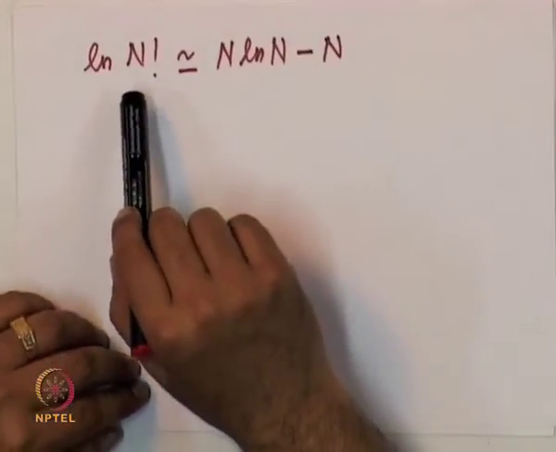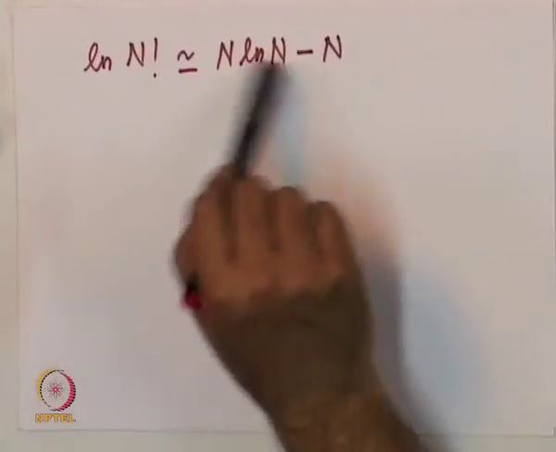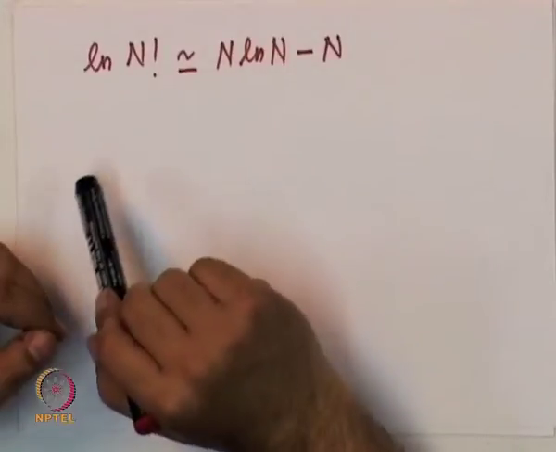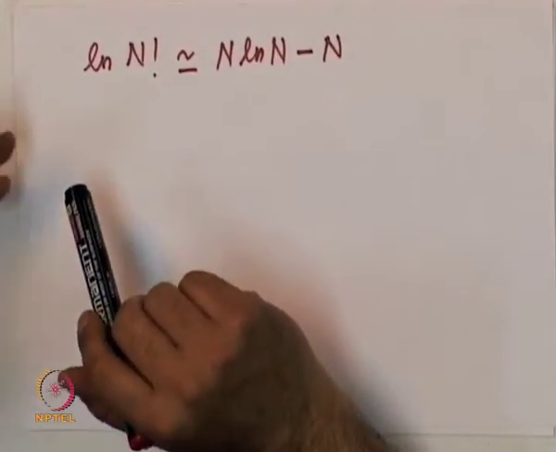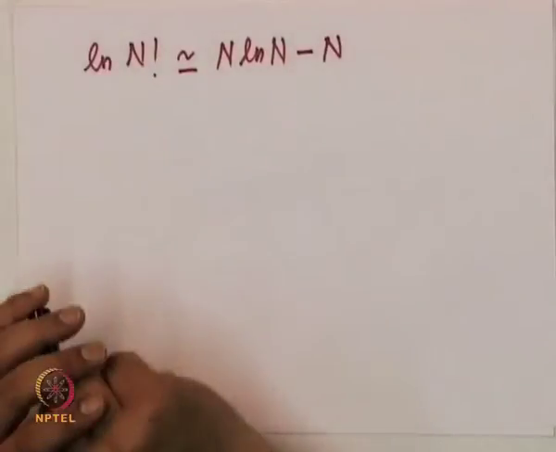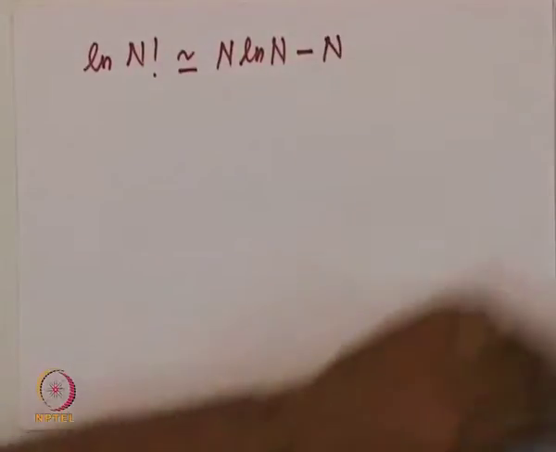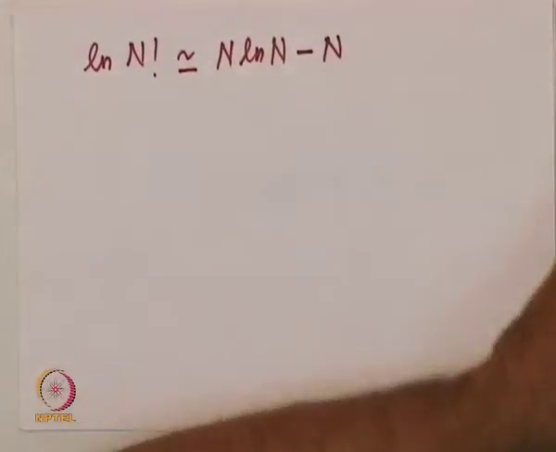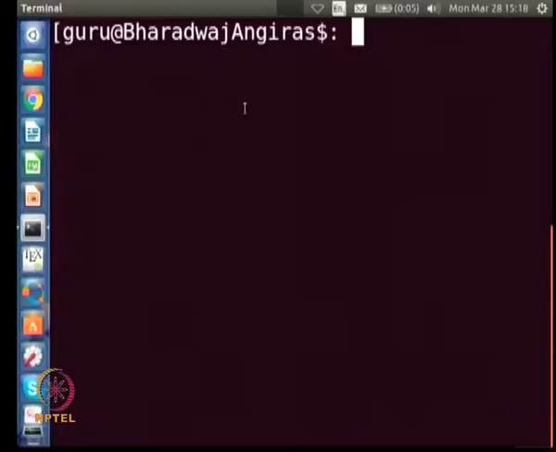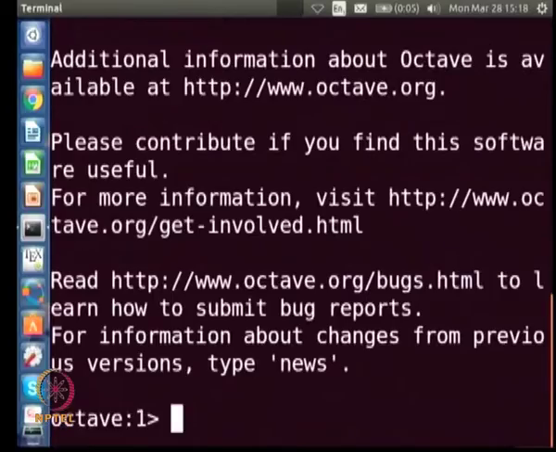So, we are going to do a very simple exercise now to see what the error is. Suppose n is 5, how much is the error in this approximation? n is 20, how much is the error? And n is 100, for example, how much is the error? We can do that. For that I am going to use Octave. Let me do a small calculation in Octave.